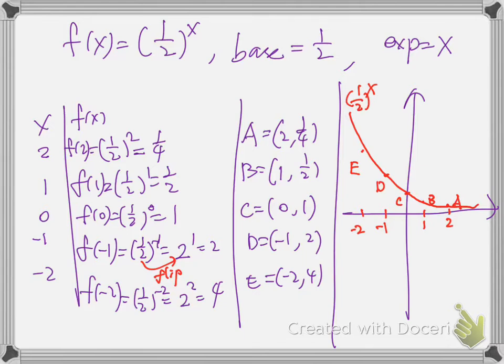Okay, so this is our second example. Base is 1 over 2, and then exponent is x. So we choose 5 inputs, we get 5 outputs, and then we get 5 points. Plot the points, you get the picture. So now let's put the properties.